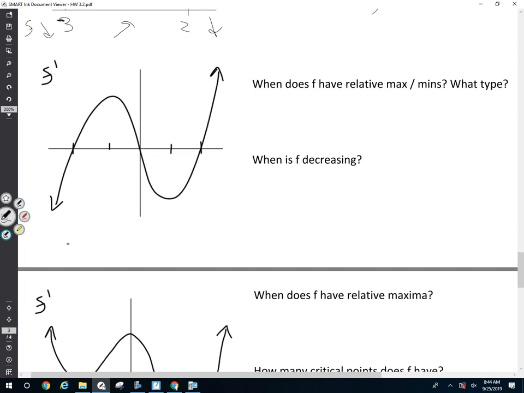Maxes and mins, what type? When is f decreasing? Well, go straight to your analysis. You can do a better job here.